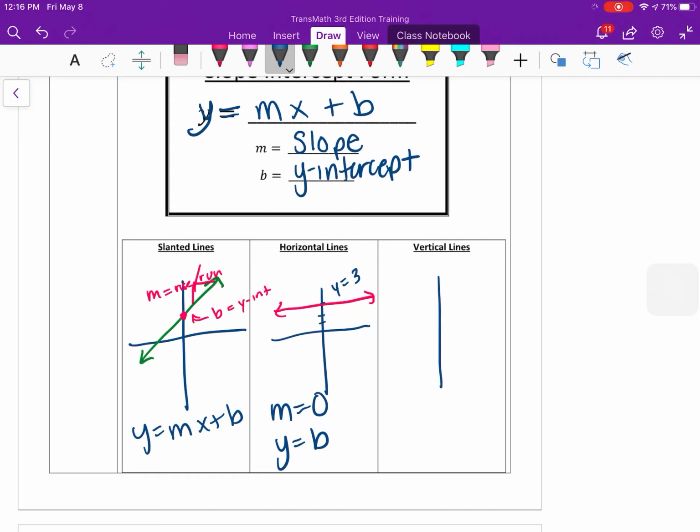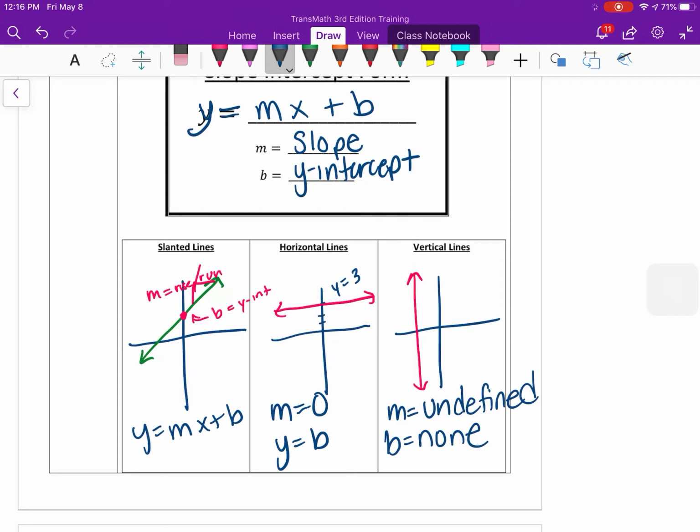Now vertical lines are straight up and down, and vertical lines have a slope that is undefined. It's undefined because it's like a straight cliff down. There's no steepness. It's just straight up and down, so we say that the slope is undefined. And since it's parallel to the y-axis, there is no y-intercept, so none.